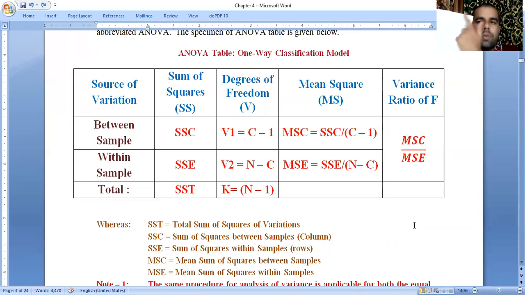1, 2, 3, 4, 5. Again 1, 2, 3, 4, 5, 6. Here vertically it will be written. This side is 5% and the back side is 1%. If nothing is mentioned regarding LOS, then you have to assume it is the 5% critical values table. You have to consider only that, then only you will get the right answer.